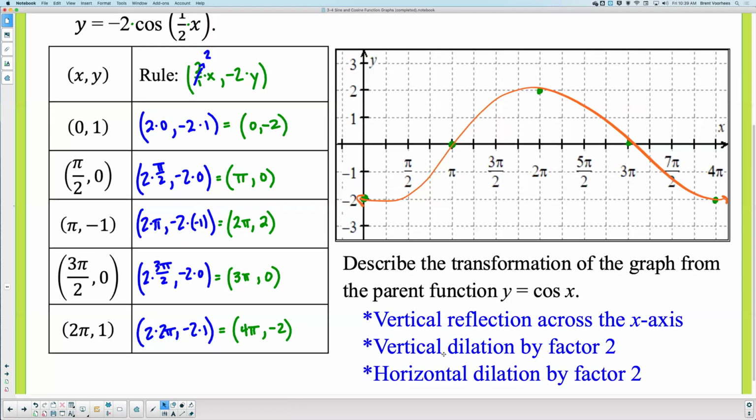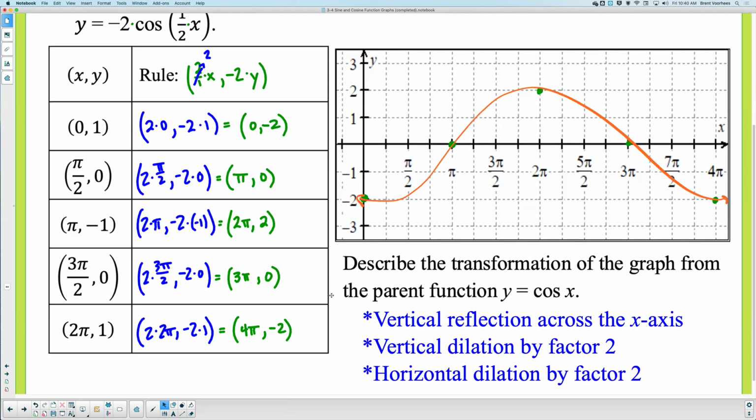Okay, I already filled this in. What happened here is since x's are getting multiplied by 2, that's a horizontal dilation by factor 2. Y was getting multiplied by negative 2, so the negative is a vertical reflection. And since it's vertical, you cross your x-axis. And since y is also getting multiplied by 2, it was also a vertical dilation by 2.